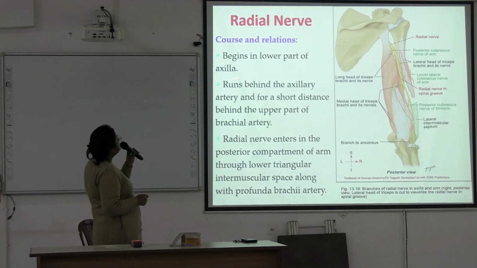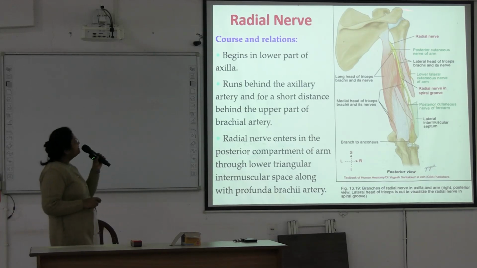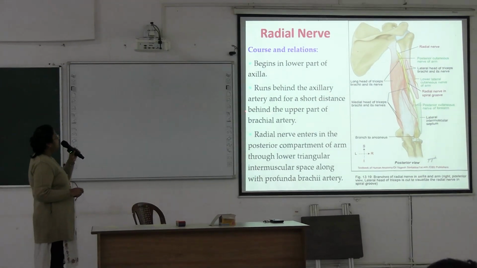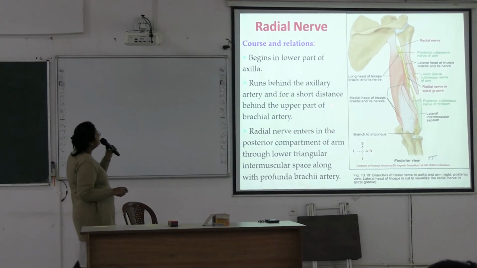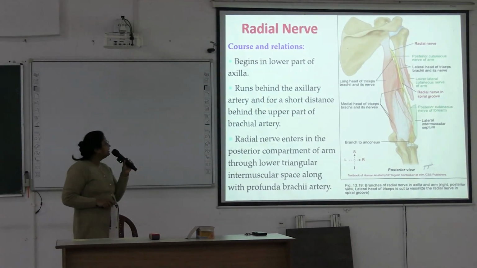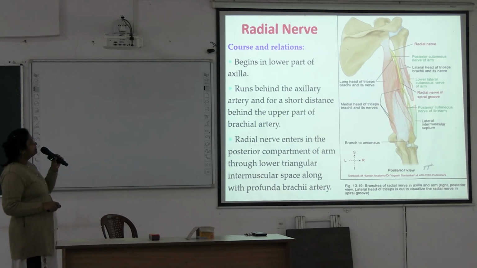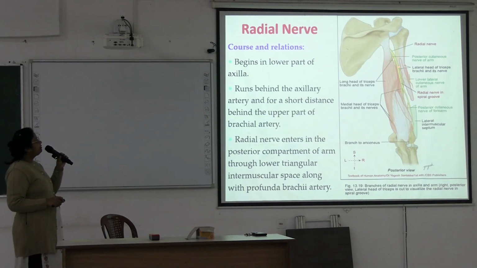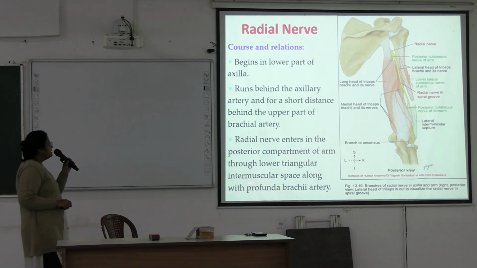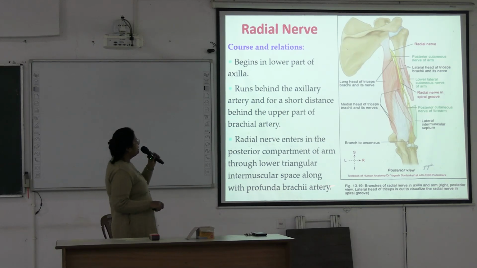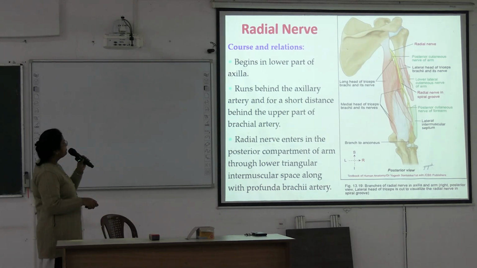So the radial nerve begins in the lower part of the axilla. Here it begins, runs behind the axillary artery and for a short distance behind the upper part of the brachial artery. The radial nerve enters the posterior compartment of the arm through the lower triangular space. This part is the lower triangular space, the lower triangular intermuscular space, along with the profunda brachii artery. Okay.